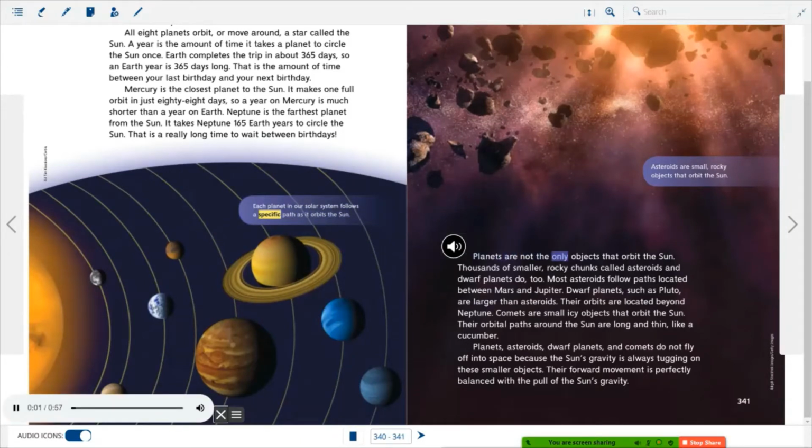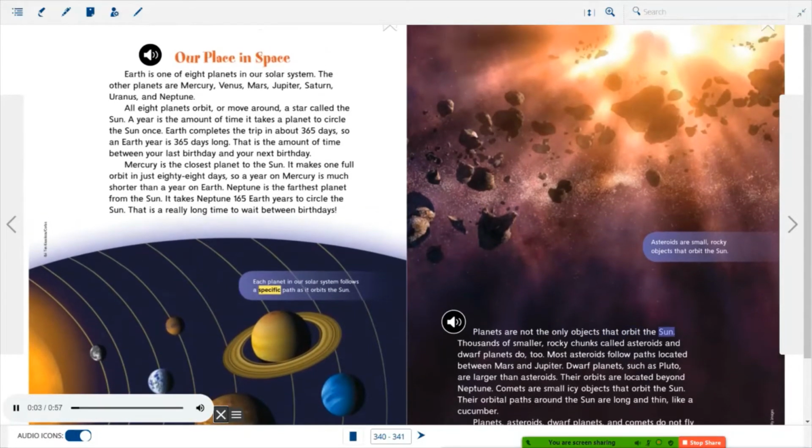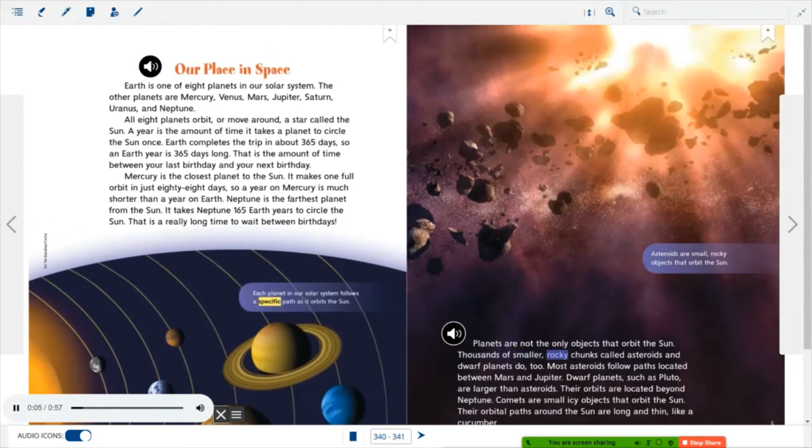Planets are not the only objects that orbit the Sun. Thousands of smaller rocky chunks called asteroids and dwarf planets do too. Most asteroids follow paths located between Mars and Jupiter. Dwarf planets, such as Pluto, are larger than asteroids. Their orbits are located beyond Neptune.